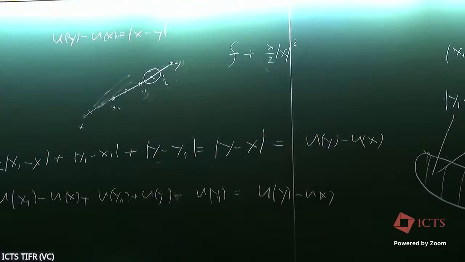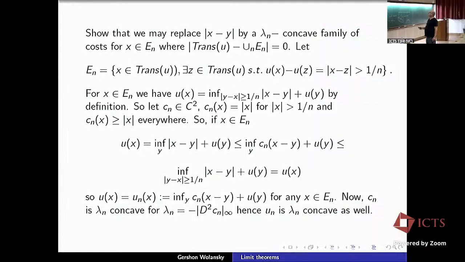So for each point of this set, we can replace u by this expression because we know that u is the infimum over all y of |x minus y| plus u(y). But if there is a point for which this inequality holds, we can restrict the infimum to all points which are at least distance 1 over n from x. That's why, from the definition of this set, this will give us the same function.